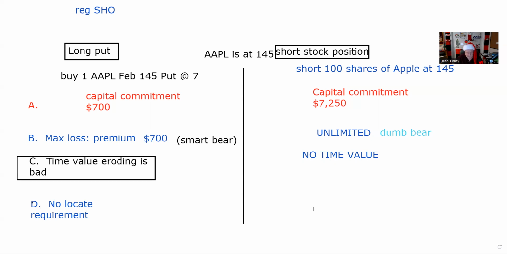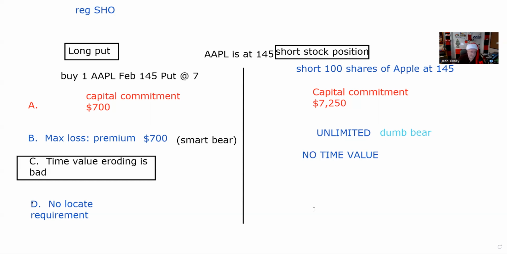I'll just read the question again. When buying a put option compared to selling the stock short, which of the following choices is not an advantage? A, buying a put requires a smaller capital commitment. That's true. That's why people buy options. Same thing, by the way, with a call. Buying a call is going to be a lot cheaper than buying Apple, the stock. B, buying a put has a smaller dollar loss potential than selling the stock short. Again, that's why people buy options. You just lose the premium. Same on the call contract. So B is true. C, the put has a time value beyond any intrinsic value that gradually dissipates. Time value erodes. That is a disadvantage. D, buying a put doesn't have a locate requirement.